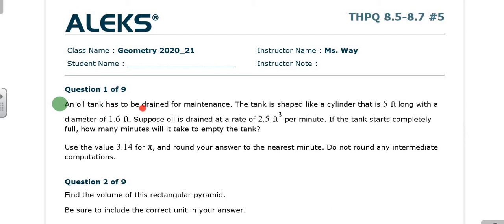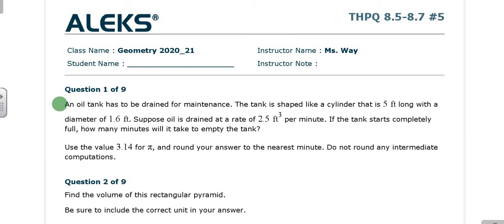An oil tank has to be drained for maintenance. The tank is shaped like a cylinder, 5 feet long, with a diameter of 1.6 feet. Suppose the oil is drained at a rate of 2.5 feet cubed per minute. If the tank starts completely full, how many minutes will it take to empty the tank? Use 3.14 for pi. Round your answer to the nearest minute.